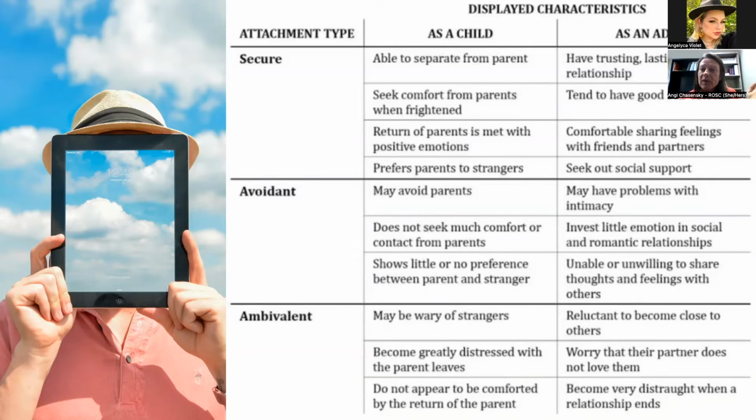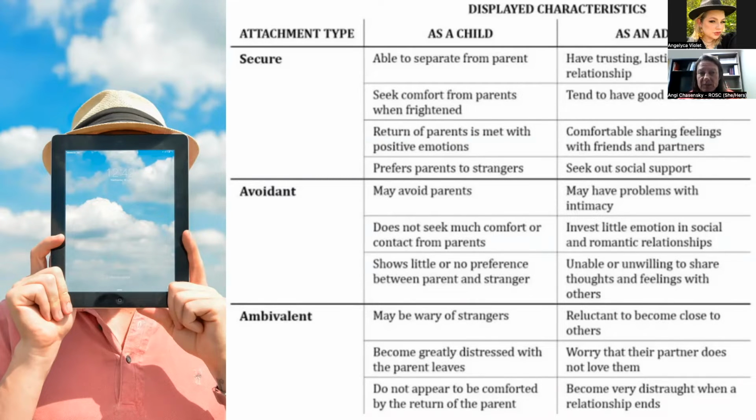Now, as you grow and develop into an adult, if you came from a secure attachment, you will have the capacity to build trusting and lasting relationships, and tend to have good self-esteem. You're comfortable with sharing feelings with friends and partners, and you seek out social support when needed.